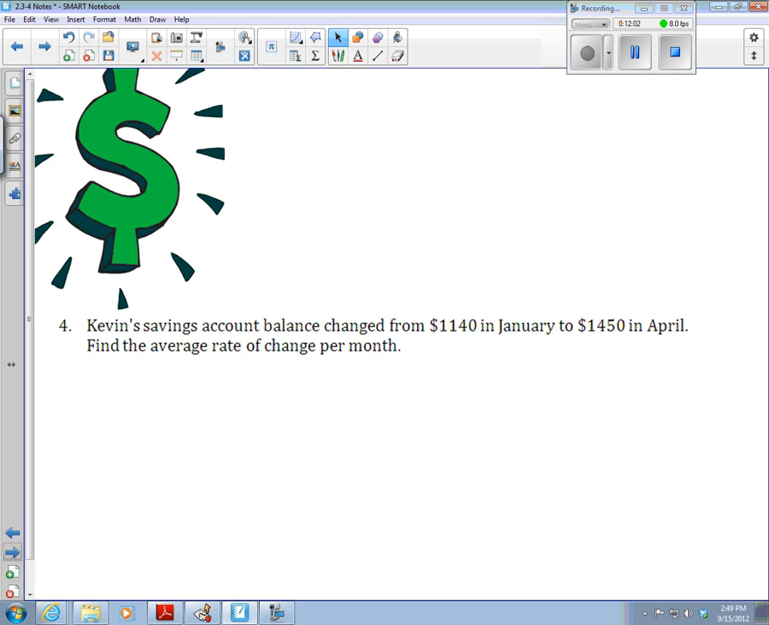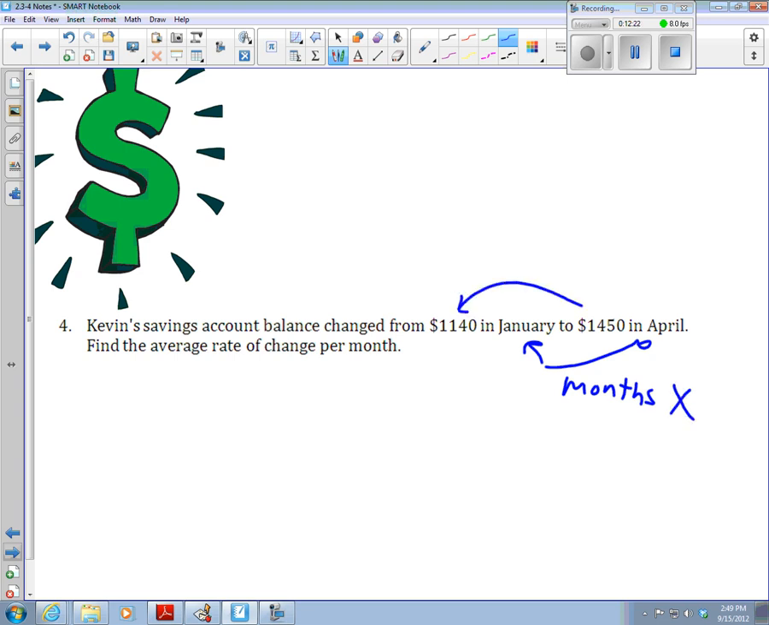Okay, Kevin's savings account balance changed from $1,140 in January to $1,450 in April. Find the average rate of change. Time is your independent variable. So your months are going to be your X, and your money is going to be your Y. That's your dependent variable. Time is always your independent variable X. So the average rate of change here.